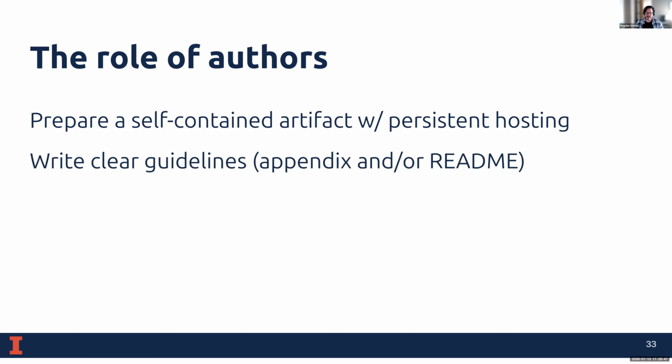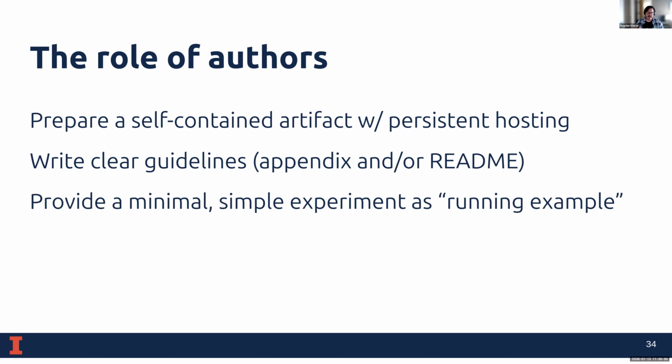Of course, we ask authors to write clear guidelines of how to install and operate the artifact, and how to run experiments. And this could be in the form of a paper appendix that is published in the official proceedings with the paper, or a README file. And some conferences ask both. So the paper itself in the official proceedings is accompanied by a description of the artifact and links to where readers can find those artifacts, how to run them, how to exercise them, and how to run the experiments.